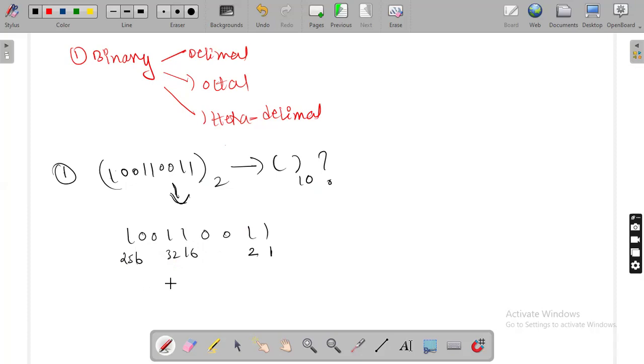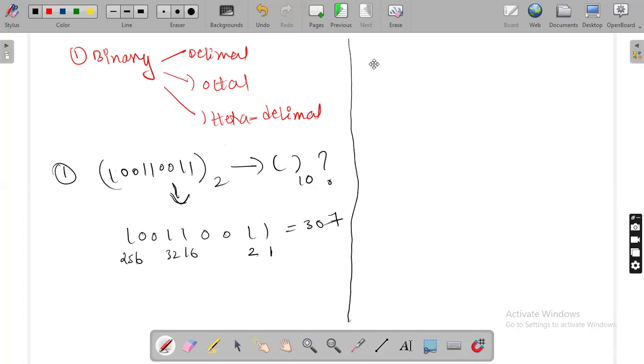Now count this: 256 plus 32 plus 16 plus 2 plus 1. So if you count this, you will get the answer as 307. Getting my point? What if I convert the same binary into other bases?